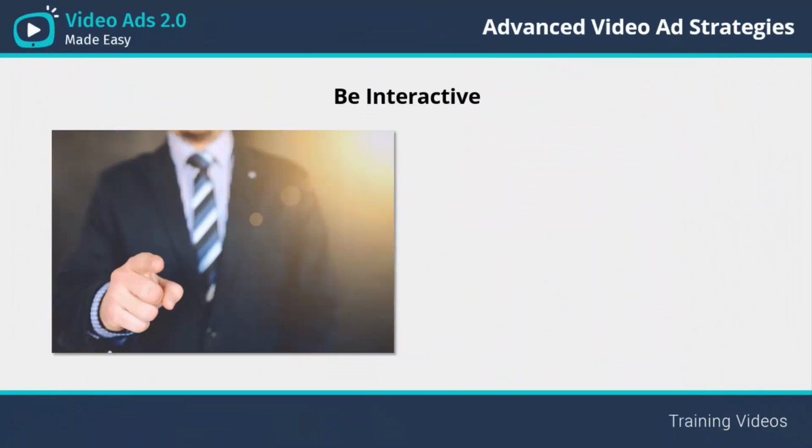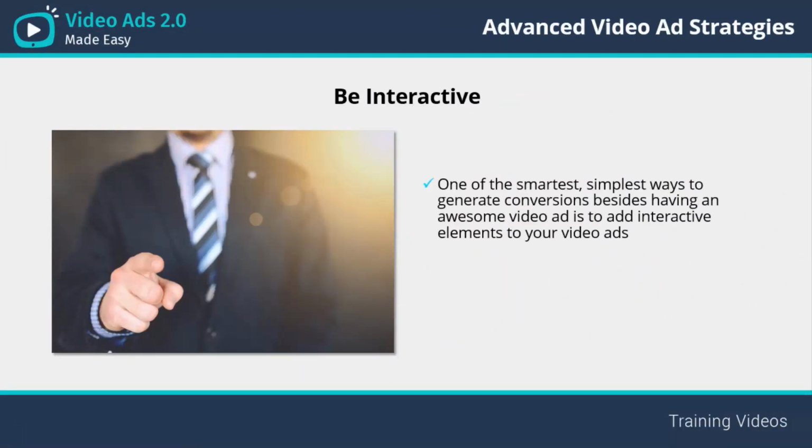Be interactive. One of the smartest, simplest ways to generate conversions besides having an awesome video ad is to add interactive elements to your video ads. A simple call to action or a website link will do the trick most of the time, but you have to be careful to add the right call to action message to let your potential customers know what action to take after watching your video ads.